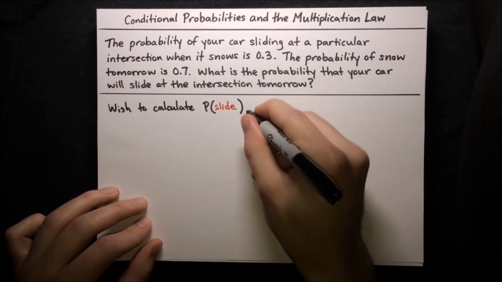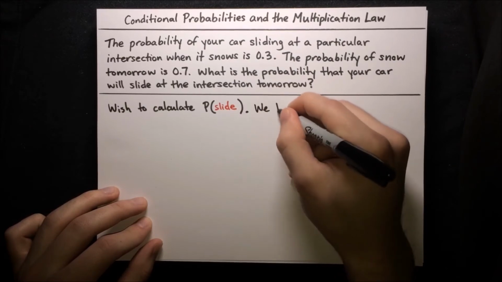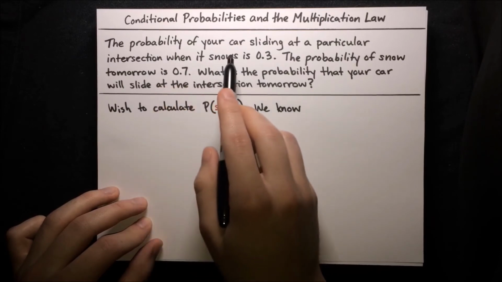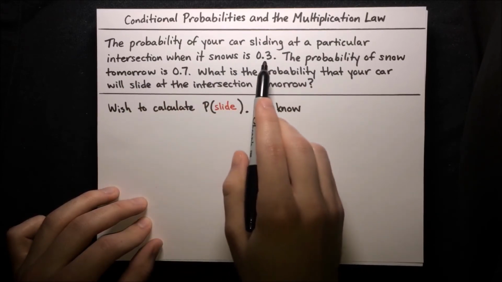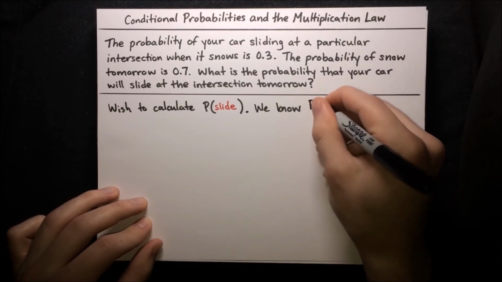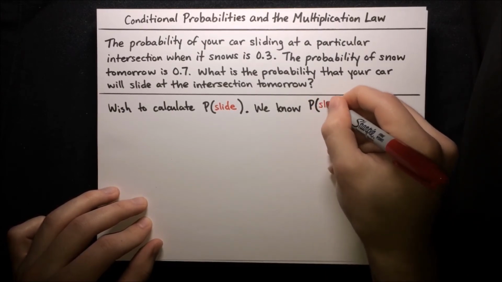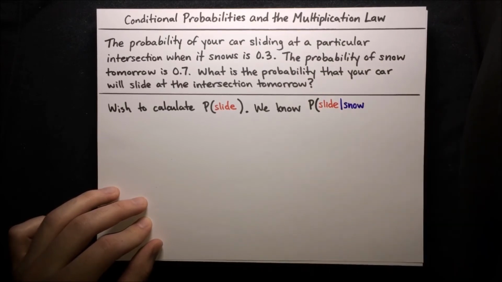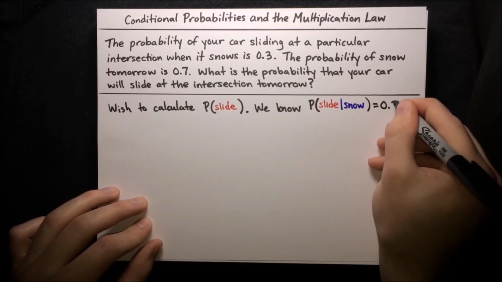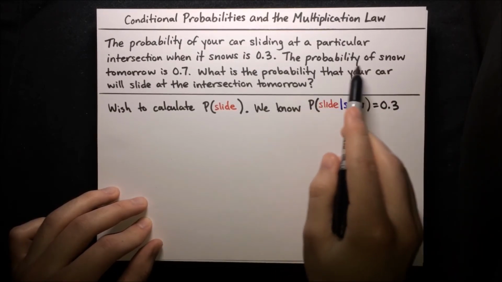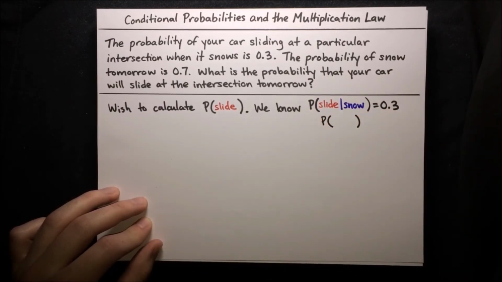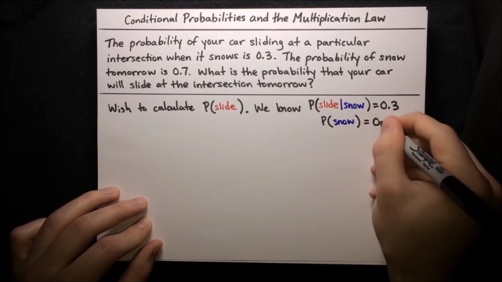All right, and what do we know from the problem? Well, we know two things. First of all, we know that the probability of your car sliding at a particular intersection when it snows is 0.3. So the probability of slide given snow is equal to 0.3. And then we also know that the probability of snow tomorrow is 0.7. So the probability of snow is equal to 0.7.